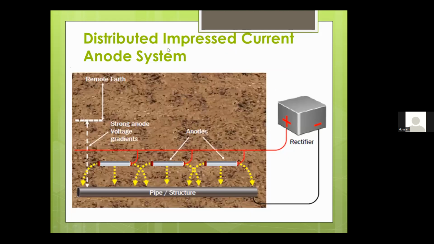Here is a distributed impressed current anode system, but the anodes here are in horizontal orientation. Also, the header cable connected to all anodes is connected to the positive terminal of the rectifier, and the negative terminal of the rectifier is connected to the structure. Here we can see the cathodic protection current with the yellow lines, which protects the structure.